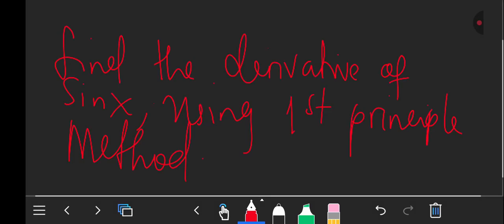Let's look at another question. Let's say you've been given cos x, find the derivative of cos x. So this one we've answered it. Now let's change here. Let's put cos x, okay? Let's put cos x. So find the derivative of cos x using the first principle method.